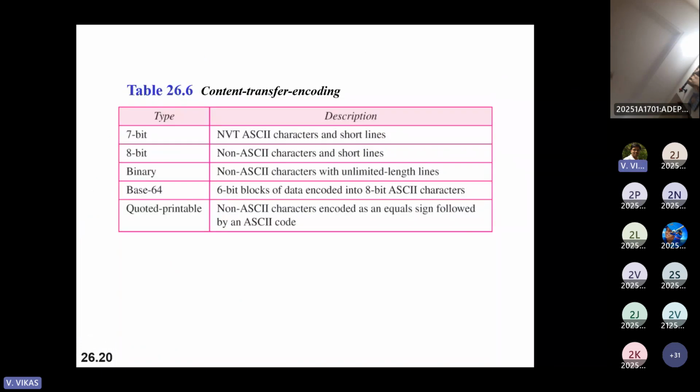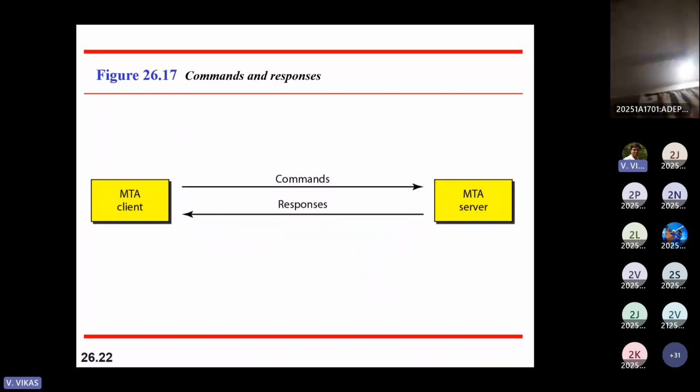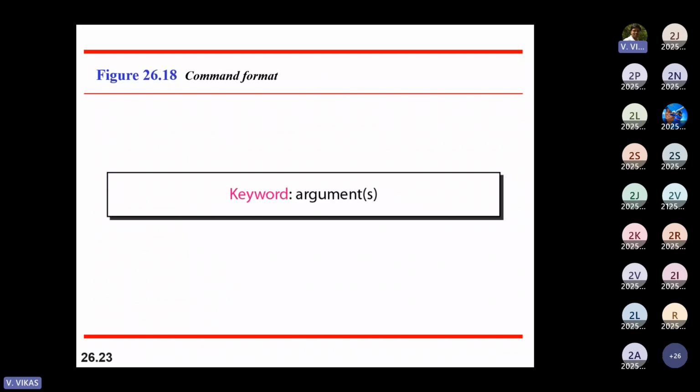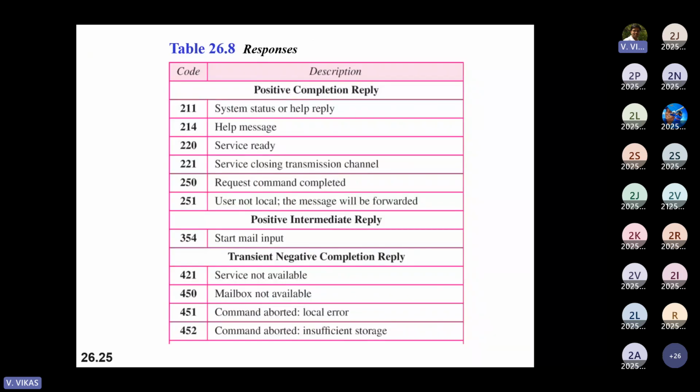And content transfer encoding: when you are sending the information, how exactly you want to do the conversion, 7-bit ASCII or 8-bit ASCII, binary format, base64 or quoted printable. We have different types of encoding techniques. Then the range of SMTP, till where it works. Then commands and responses, the format of a command, what the commands are, and then the responses.